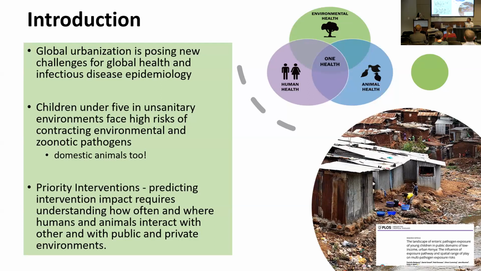So when we think about prioritizing interventions for urban development to prevent these environmental and zoonotic transmission events, this involves requiring information about where and how these exposures and infections are occurring. How are humans and animals and environments interacting with each other?